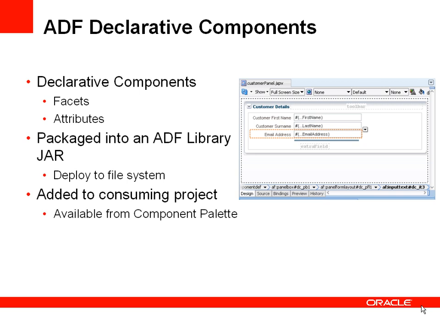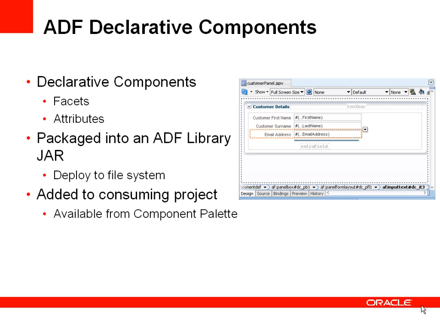So rather than having every developer build a customer details panel themselves, the idea is that you would build a single customer details panel, and that panel would be deployed into a library that could be added to any other project, and when it's added to that project it would actually appear on the component palette as a component along with all the other default components you get like text fields and checkboxes and buttons.